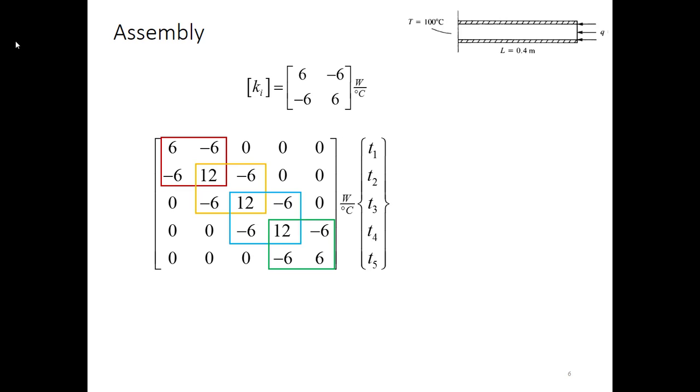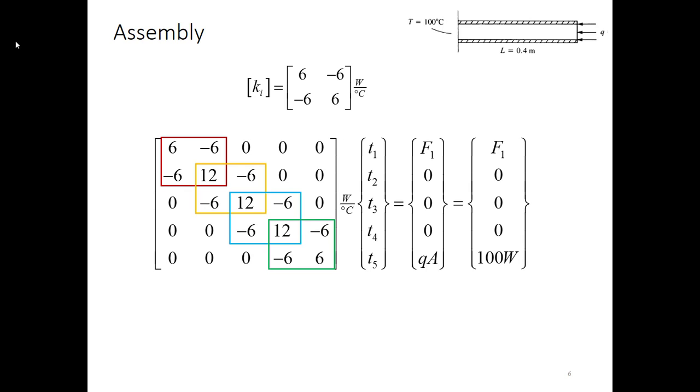We need to look at that global force vector. Again, we had no distributed terms, but we do have 2 point fluxes going on. On the right-hand side, Q times A is the flux that's coming in. And on the left-hand side, we have an unknown flux, I'll call it F1, that's maintaining my temperature of 100 degrees C. Plug in the Q and the A, and I have 100 watts for my heat flux on the right-hand side.